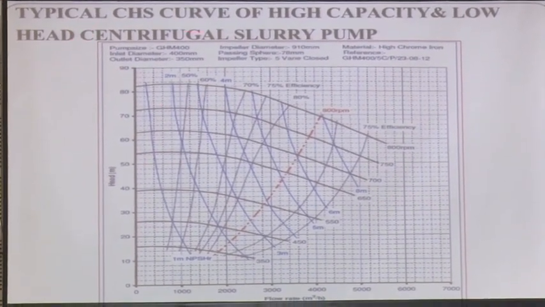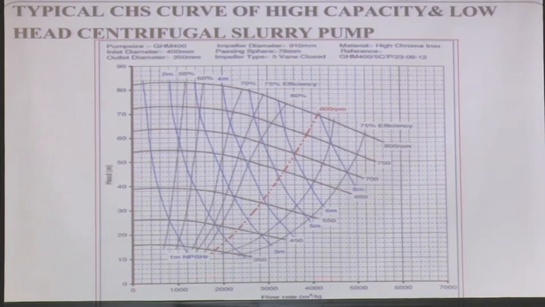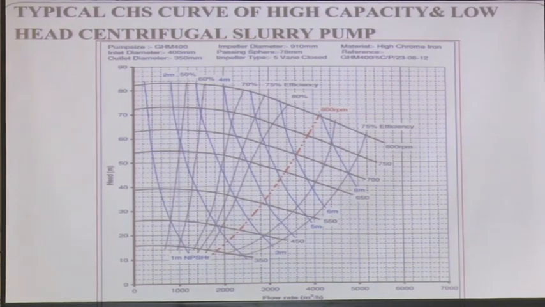And these are the curves, you have the NPSHR curves, okay. So, here you see it is up to 90 meter head and flow up to 7000 meter cube per hour, the range, right. If you look here, impeller diameter 910 is a big pump. Passing sphere, that between the vanes, the width of the vane spacing is described in terms of the sphere, right. Impeller type 5 vane closed, we have discussed closed impeller, open impeller, it is a 5 vane. Inlet diameter, outlet diameter, okay. So, all these things will be there in a typical pump characteristic curve.